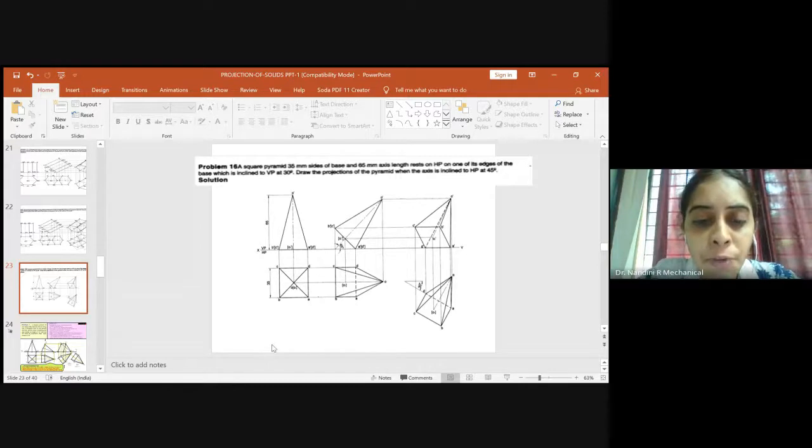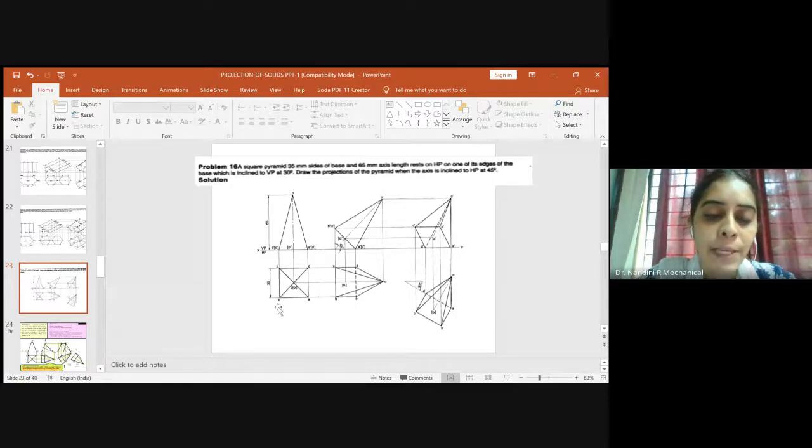Then the observer will view from the bottom. So when the observer views from here, B and C will be along the same line, but B will be visible and C won't be visible. So you will write B dash outside the bracket and C dash within the bracket. And here you have the two centers, one at the top and one at the bottom. Both will not be visible. So when you view from here, you will write it as O1 dash. Okay. So when you come here, you have the sides A and D.